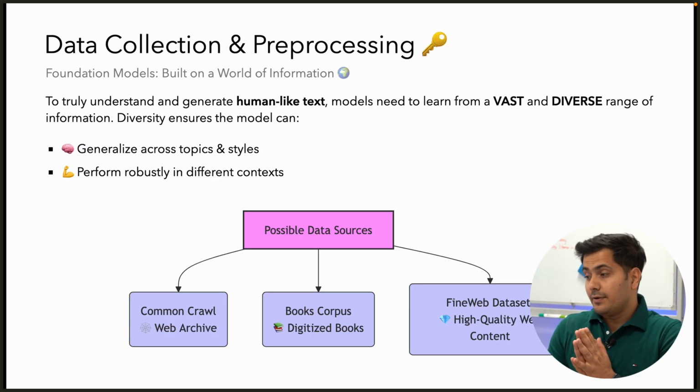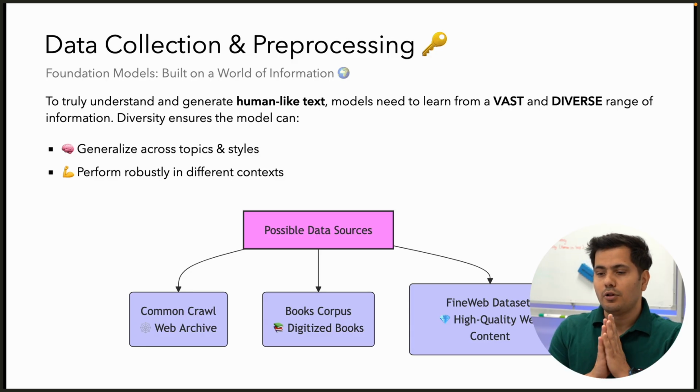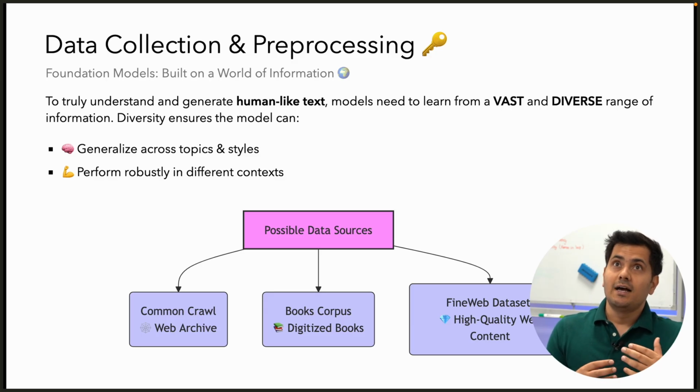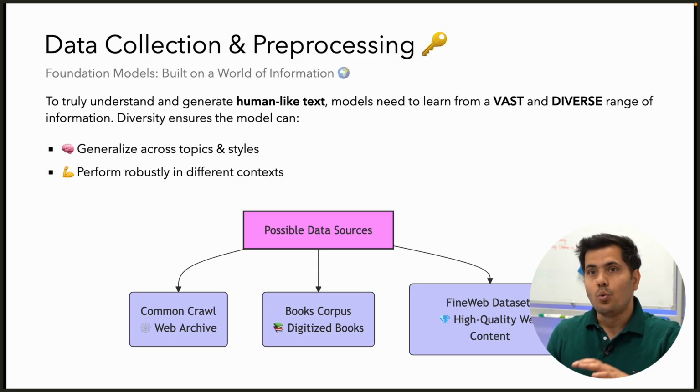So how do we go about collecting the data? Obviously, we need lots of data. To build these foundation models, we need lots of text and lots of diversity in the text, right? Why do we need that? We need that because we want the model to have a general intelligence, so that it knows about wide varieties of disciplines and domains, and also it can perform really well in different contexts.